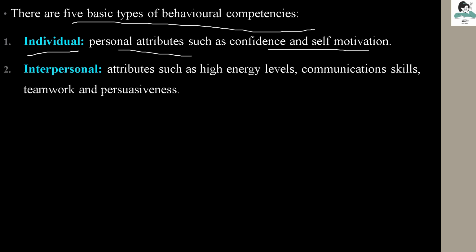Right. The second one is interpersonal. Interpersonal means attributes such as high energy levels, communication skills, teamwork, and persuasiveness. It is about how they talk with others and how good their communication skills are. Interpersonal competencies refer to an employee's ability to communicate, how they cooperate with others, and how they build positive relationships with others, right?